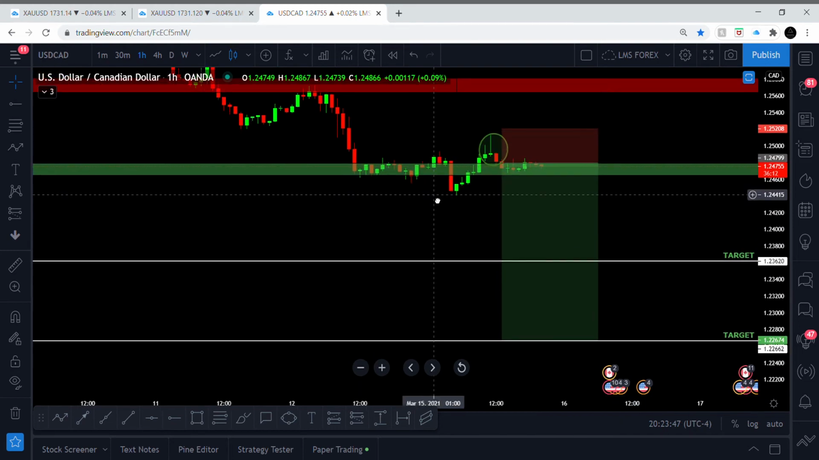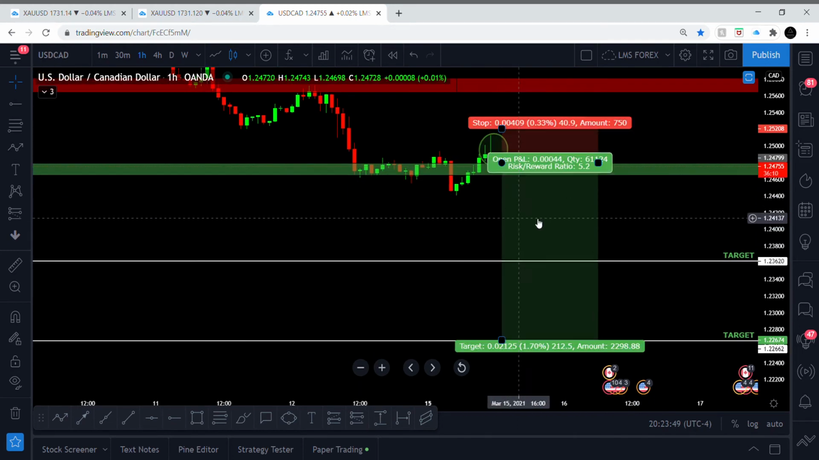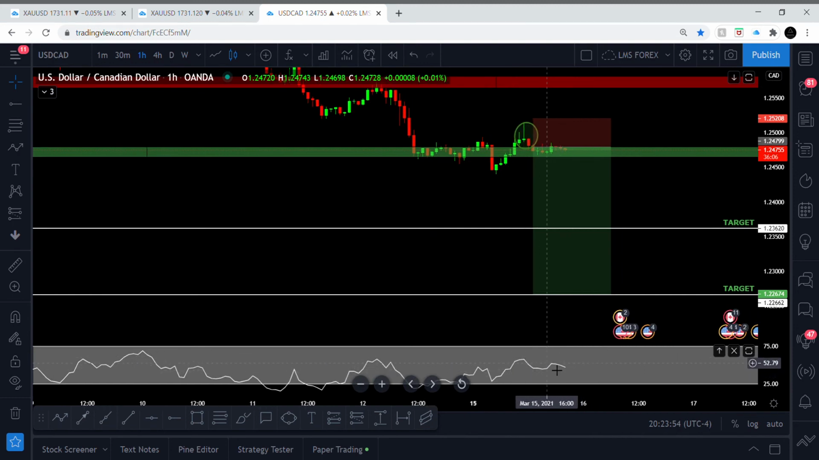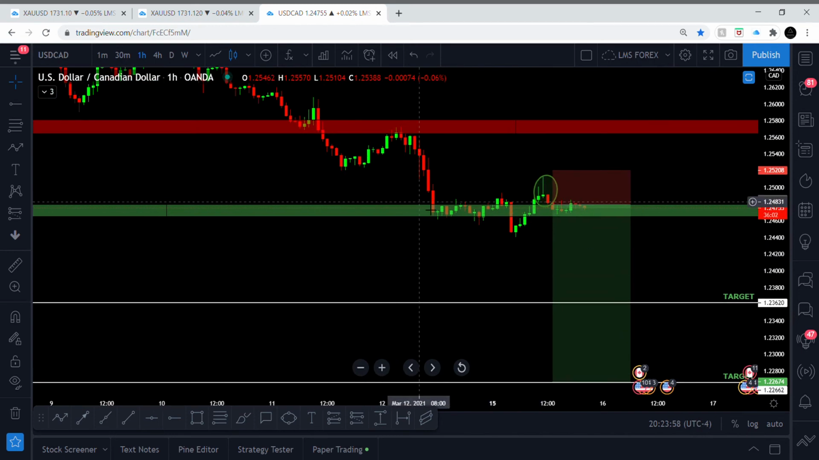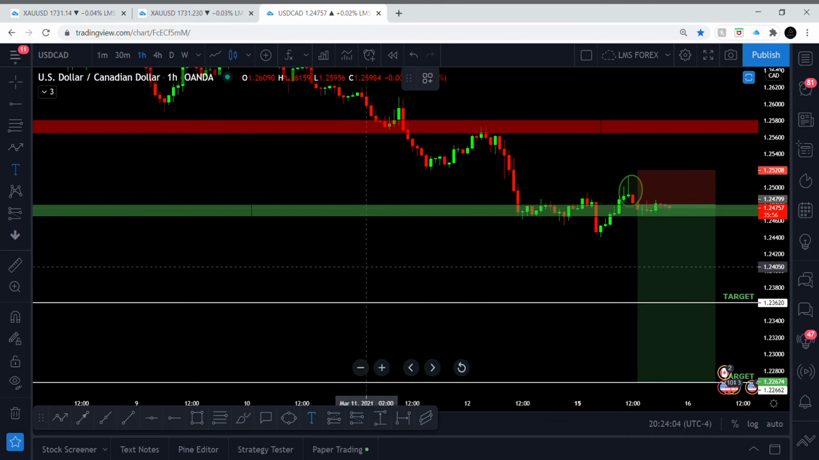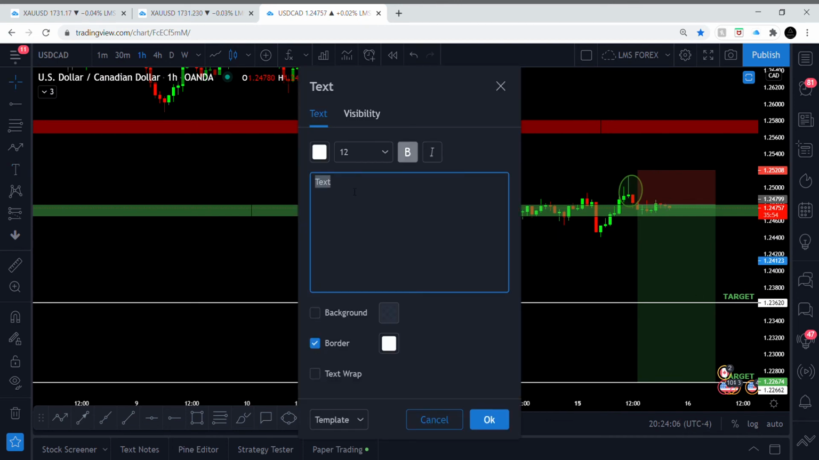So look at this setup. The setup is really nice. The RSI is showing it has room for the price to keep continuing down. So that's the simple break and retest strategy that I use myself, and I hope that you guys learn from this and you guys can use it on your own trading journey yourself.